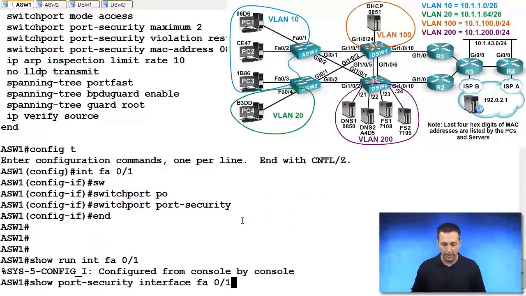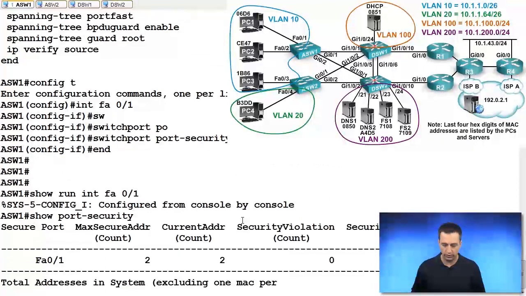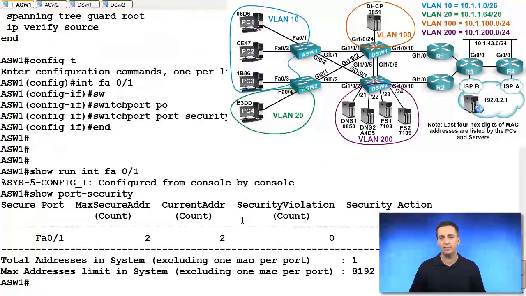So now let's look back at our commands. Show port-security. Now we see FastEthernet 0/1 listed. So if you configure port security, but you forget to enable it, the port's not going to show up in the output of show port-security. We can see maximum number of MAC addresses 2. The current number of MAC addresses is 2. And the security action is to restrict.